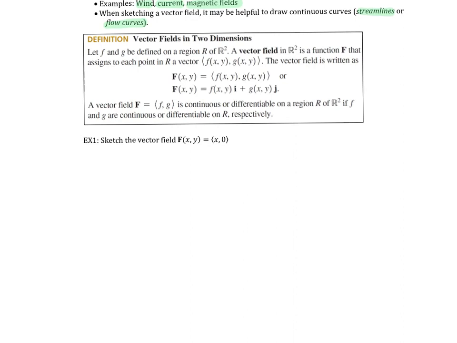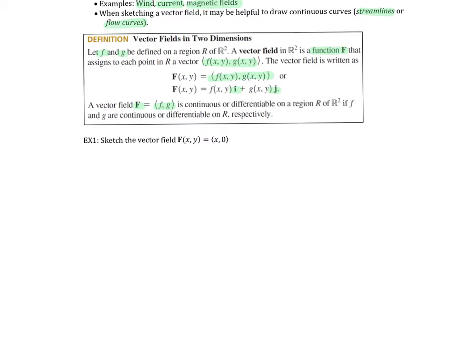So let's just say that we have these two real valued functions, f and g. Then a vector field, F, can be described as the vectors f comma g. So that's how we write it in vector notation, or we could write the vector field in ij notation, where i and j are the unit vectors. A vector field, in shorthand, we'll just write f comma g, is continuous or differentiable if f and g are continuous and differentiable. And it makes sense to talk about whether a vector field is continuous or differentiable because vector fields are functions.